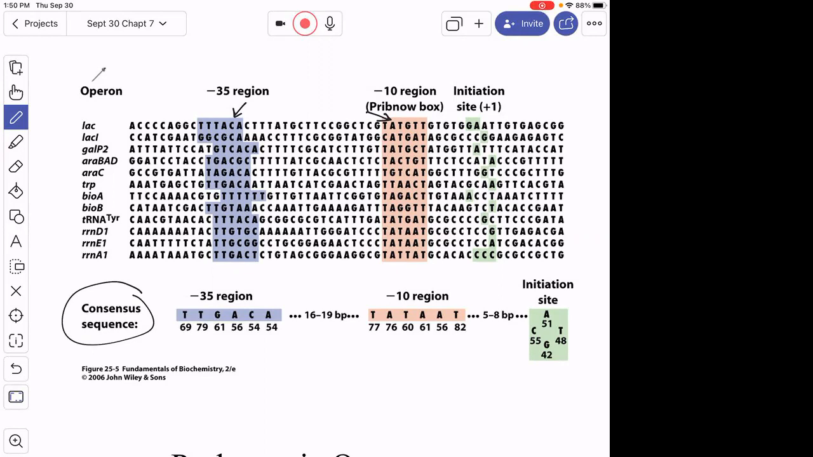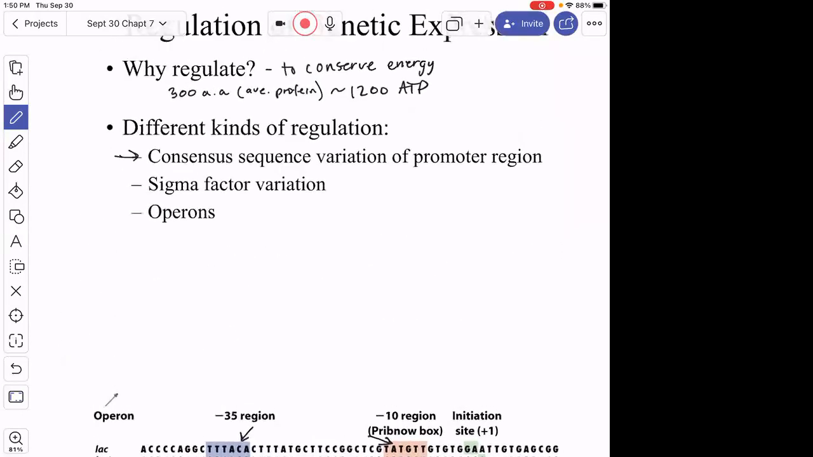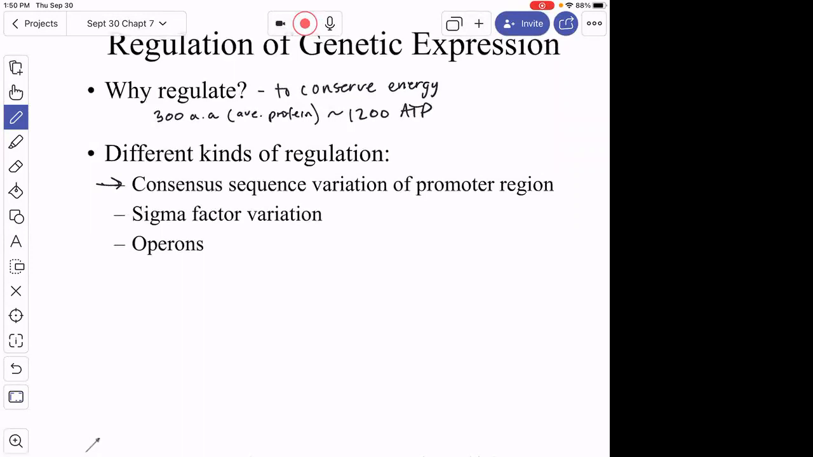So depending on what the protein is, the cell can vary that somewhat. We know that there are different sigma factors that the RNA polymerase can use that make it more likely to bind, or maybe less likely to bind. So again, that's another way that sometimes DNA is transcribed and sometimes it's not. But now we're going to spend a little time talking about operons, because these are genes that are regulated together.